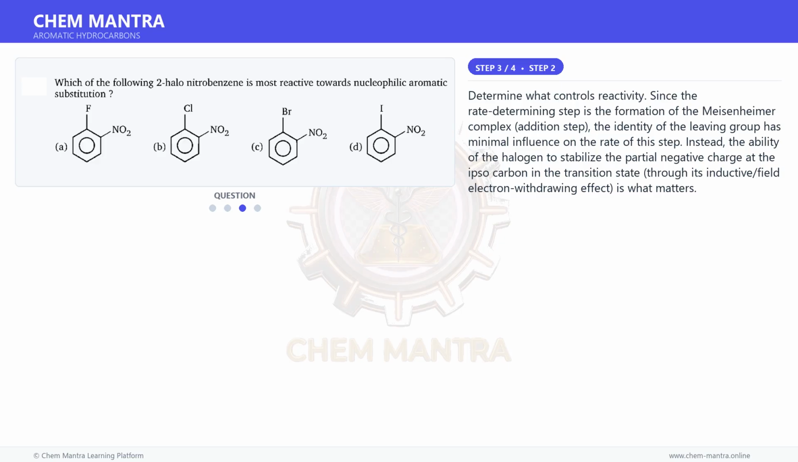Determine what controls reactivity. Since the rate-determining step is the formation of the Meisenheimer complex, the addition step, the identity of the leaving group has minimal influence on the rate of this step. Instead, the ability of the halogen to stabilize the partial negative charge at the ipso carbon in the transition state, through its inductive field electron-withdrawing effect, is what matters.